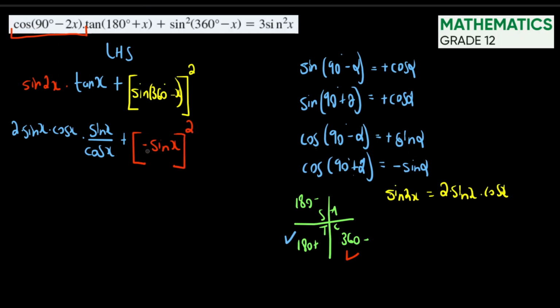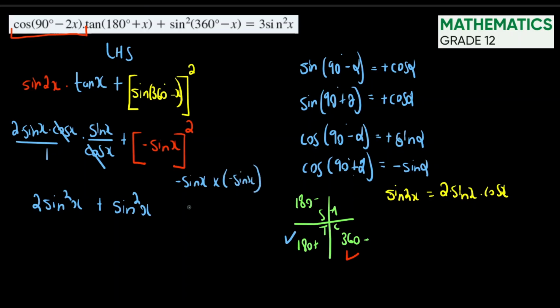Then watch what happens closely. Moving on, we have cos and cos will cancel, all of these are under 1, and all the numerators are multiplied. We're left with 2 sine times sine, which is 2 sine squared x, plus everything all squared will give you positive sine squared x. If you wish, you can just simply say negative sine x times negative sine x, which will be negative and negative multiplied will be positive, sine and sine multiplied, sine squared x.